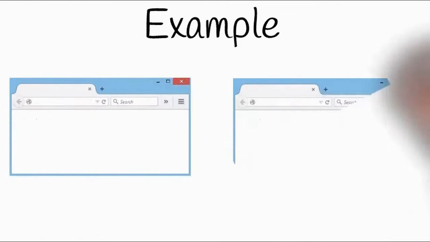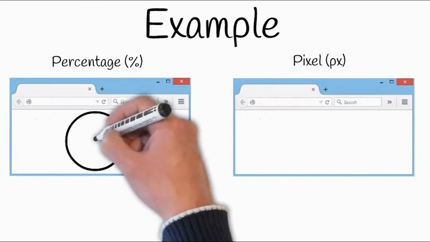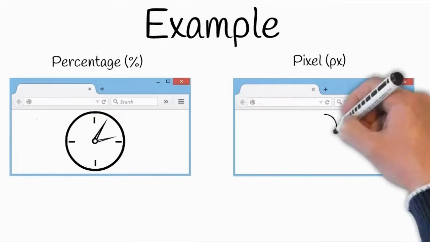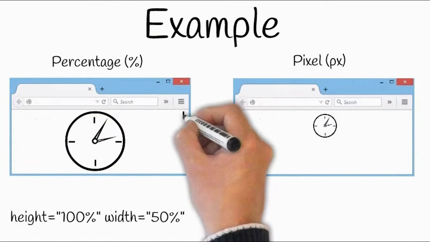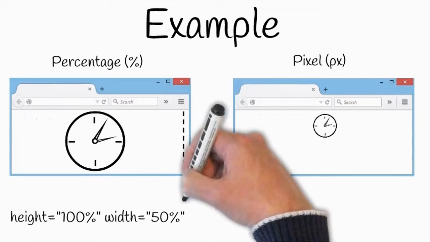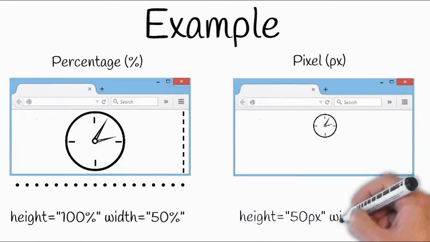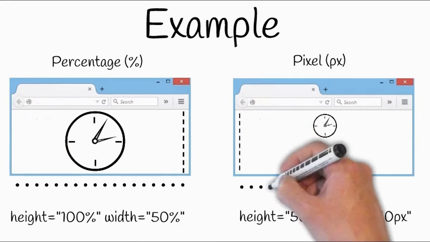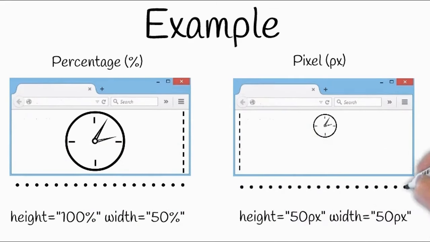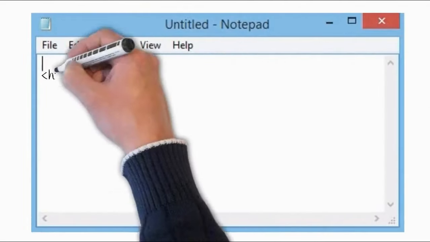So an example is we're going to look at our clocks here. Now we have a clock here versus percentage and pixels. Now we have a clock that's 100% height and 50% width. It will take up 100% of the web page's height and will accumulate only 50% of the web page's width. Now we have a pixel version of the clock, which is 50 pixels by 50 pixels. So it's only going to take up 50 pixels in height. If the overall height is 300 pixels and overall width is 400 pixels, for example, it'll only take up 50 pixels of the overall space.